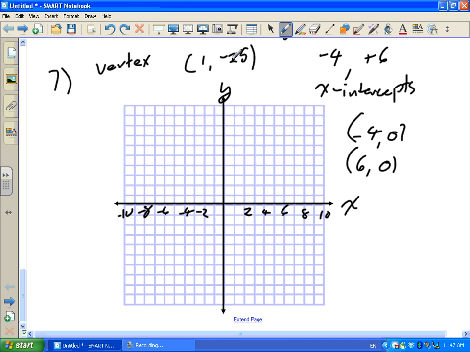But the scale of our y, I got to go all the way down to negative 25. It's better maybe if I go by 5. So we go negative 5, negative 10, negative 15, negative 20, hey, negative 25. Should put those on the other side. Right? And same thing up here, 5, 10, 15, 20, 25. So I now have my graph.